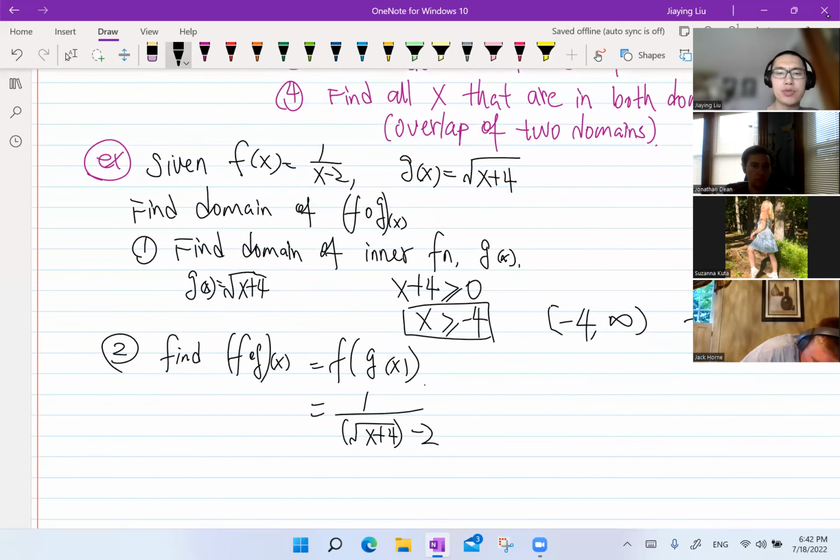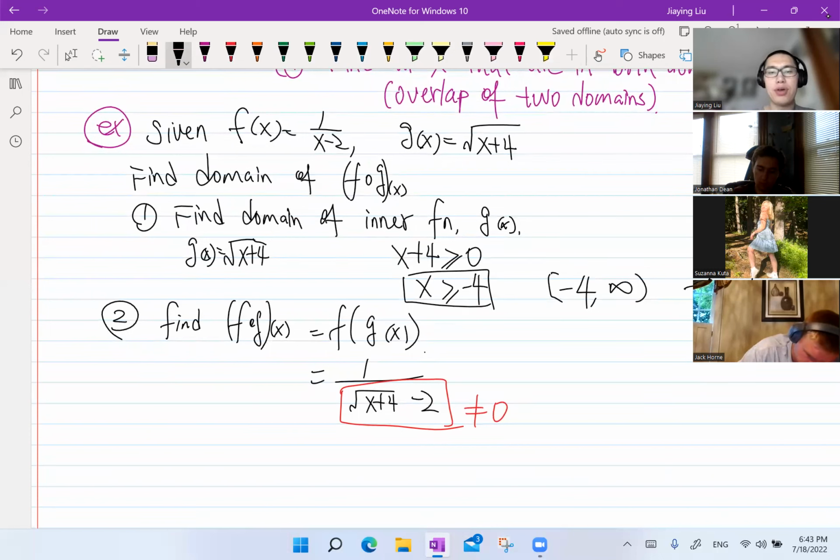And in fact, I can drop the parentheses here because we have a square root. Okay, so this is the new function. I need to find the domain for this new function. Well, we have a fraction, so I need to make sure that the denominator cannot equal 0.